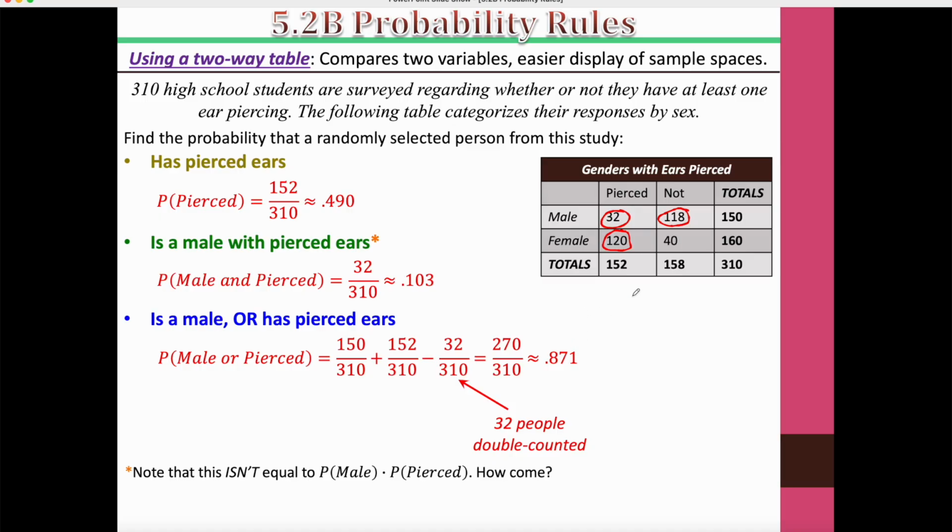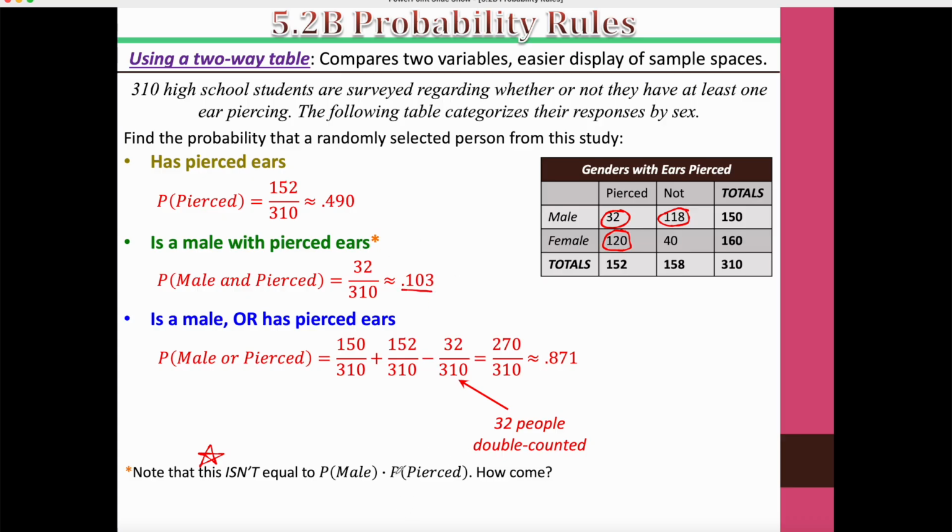Fine. So this next thing, and I hope you're paying attention because I promise you some people are going to make this mistake on a quiz or something. Why isn't it the case that if I want to find the probability of someone who's a male and has pierced ears, I just take the probability that they're male times the probability that they have pierced ears? We've been doing the whole multiplication thing before. Why doesn't it work now? Because if you actually do multiply these two numbers, you get something like 24%, which is not the answer here.